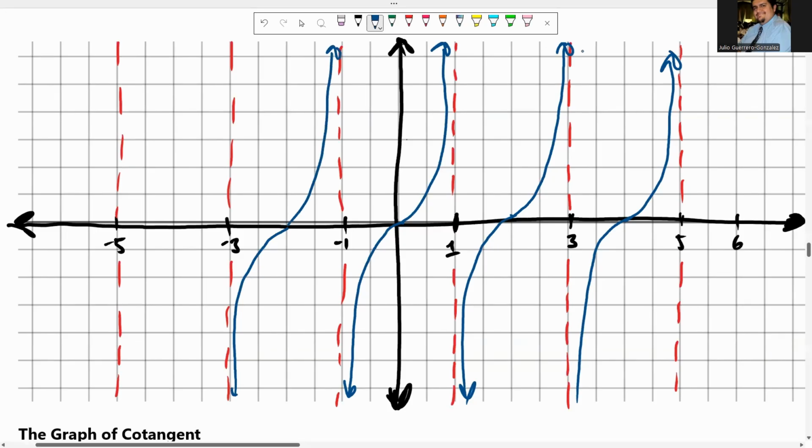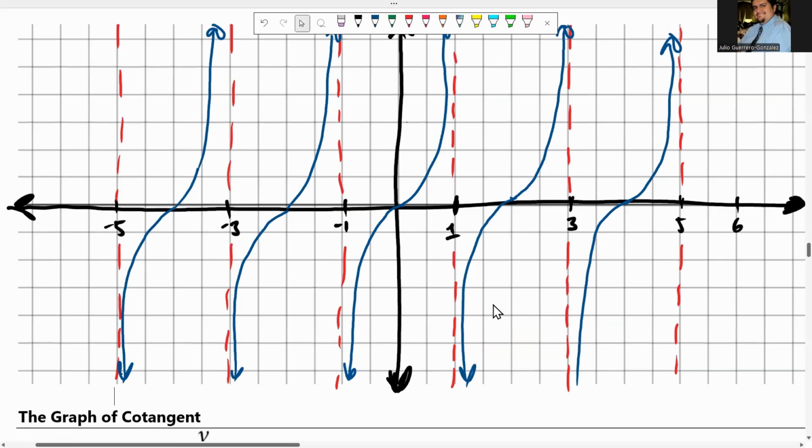Okay, and just for kicks and giggles, let's go ahead and finish this out. Here's another one. So I did more than 2 periods. There we go. 1, 2, 3, 4, 5 periods of tangent. All right, there you go. Okay. Let's move on real quick.